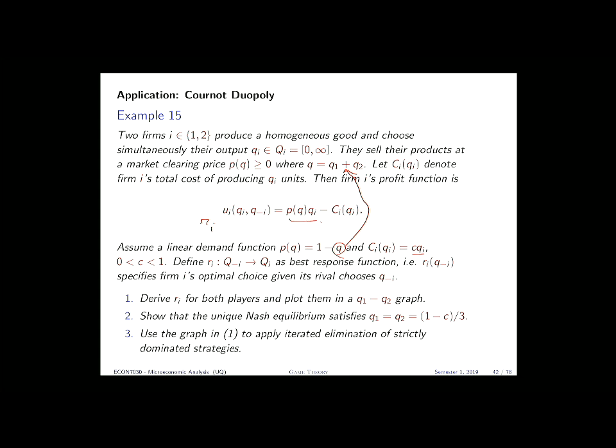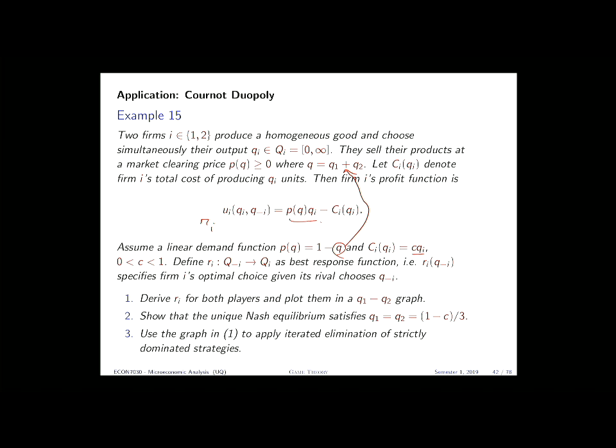Then you obviously find something which is a function of both Q_i and Q_j, where Q_j is the quantity of the other firm. So what you can see here is that the profit function or the payoff function of firm i depends on not only their own product, but also the quantity of the other firm's product. Okay?